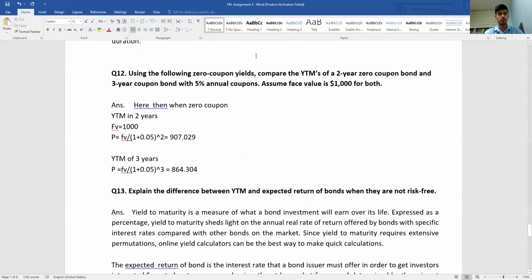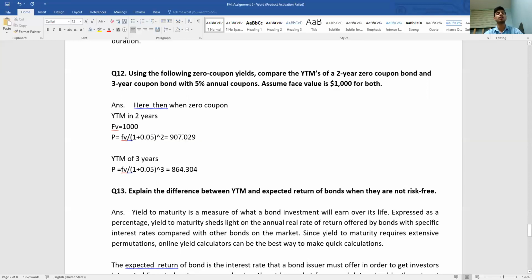Question number 12. Using the following zero coupon yields, compare the yield to maturity of a 2 year zero coupon bond and a 3 year coupon bond with a 5% annual coupon. Assume the face value is 1000 for both. 1000 is the face value, the rate is 5%. This is for 2 years and this is for 3 years. For the 2 year, 1000 divided by 1.05 to the power of 2. If the year is 3, then power 3.